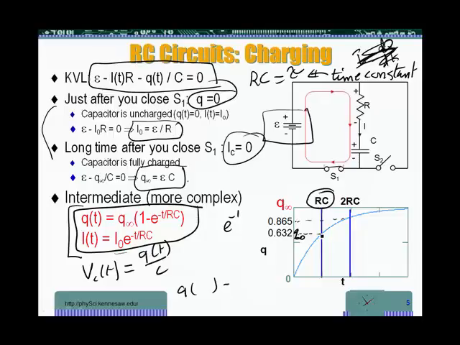Most of the charging happens, 63% of it, during the first RC, from 0 to RC. Then the second largest part would happen during the second RC, from RC to 2RC, and then at the third RC, and so on.